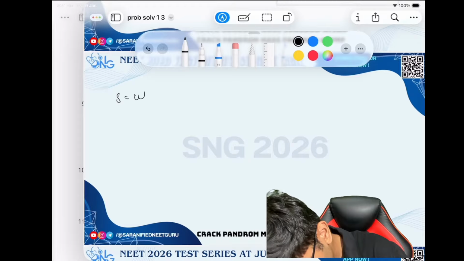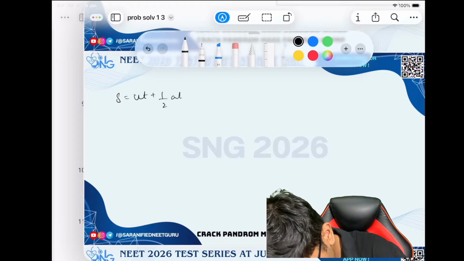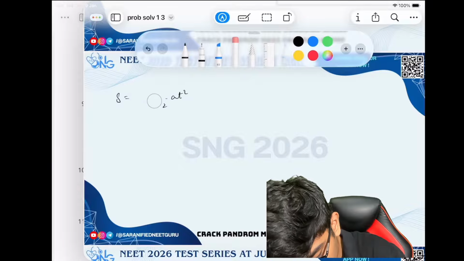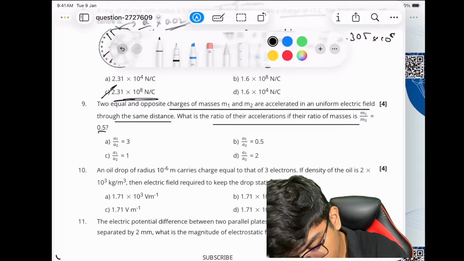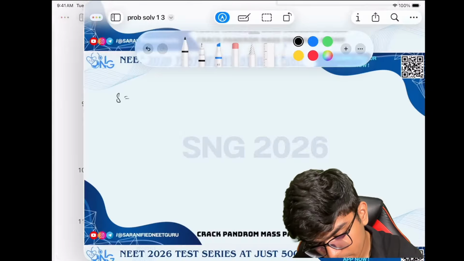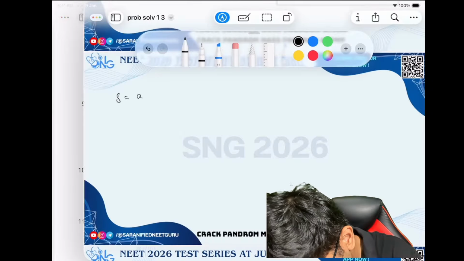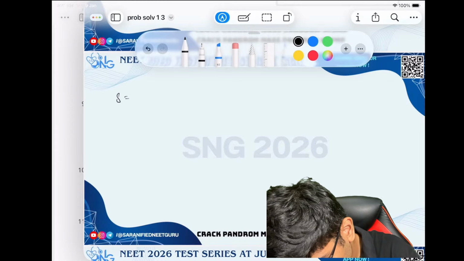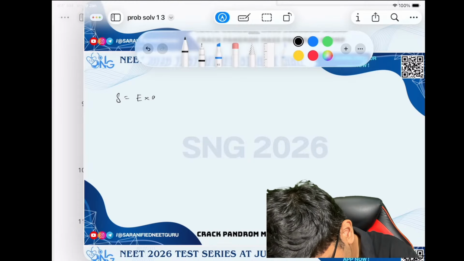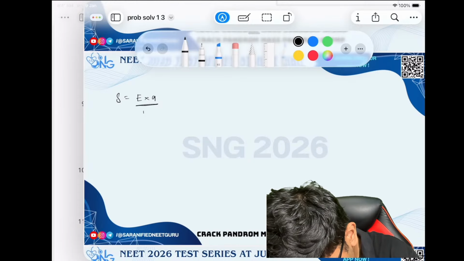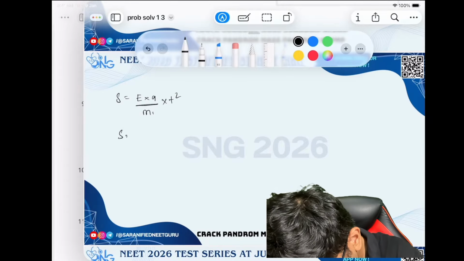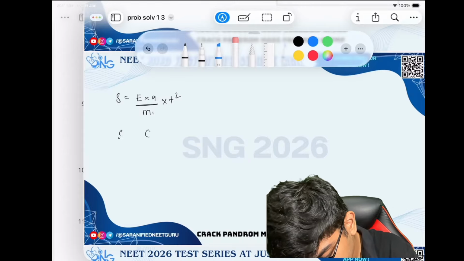S is equal to ut plus half at square. They're equal charge. So acceleration is nothing but force by mass. Force எவ்வளோ? E into q divided by mass is nothing but m1 into t square. அதே வந்து s2 is equal to s, same distance that they are accelerated. Okay, fine.